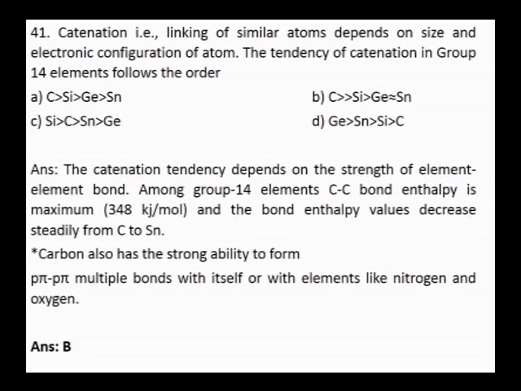Carbon also has a strong ability to form p-pi multiple bonds with itself or with more electronegative elements such as nitrogen and oxygen, and hence the correct option becomes option B, that is C more than Si more than germanium and almost equal to tin, and the correct answer for question number 41 is option B.